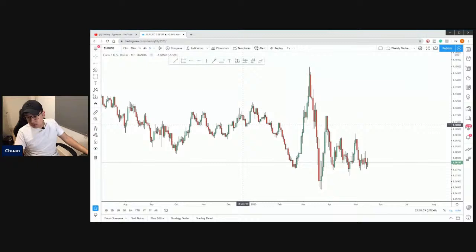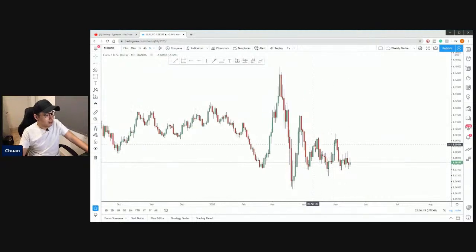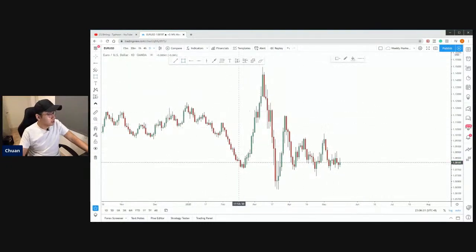All right, so we will start the market analysis for this week, starting from this euro dollar chart. Last week the market for this pair was pretty boring. Why? Because the market was just doing a very boring sideways movement. But we can see that the market is actually still at this daily support level.